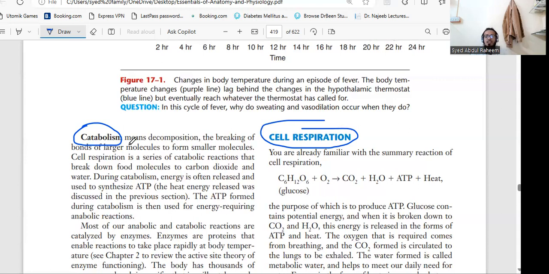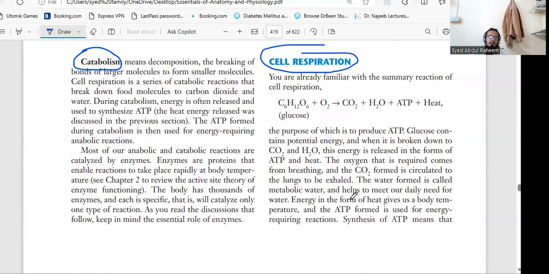Because without energy, it can't do anything. So at last, metabolism, be it anabolism or catabolism, both are necessary for our body. Okay, so here examples are given. Cell respiration is a series of catabolic reactions that break down food molecules to carbon dioxide and water. During catabolism, energy is often released and used to synthesize ATP. The ATP formed during catabolism is then used for energy-requiring anabolic reactions.